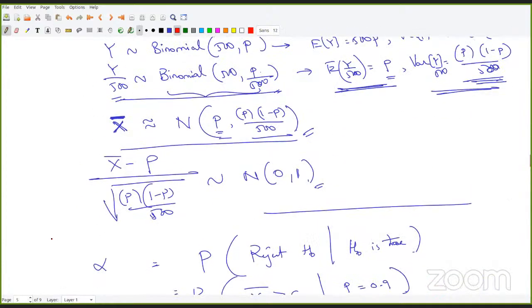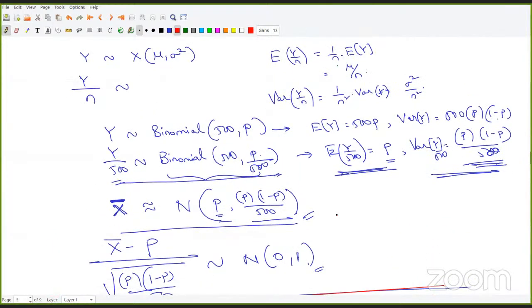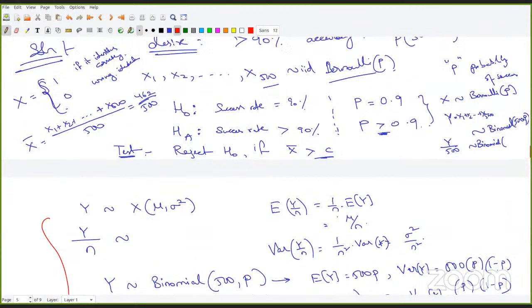From here, the computation from here to below, everything is the same. Whatever we did for the first problem is the same here for the second. Can you explain the part above once again? This one? Yes, sir. This is actually the standardization. We are going to convert whatever test statistic we have to the standard normal.